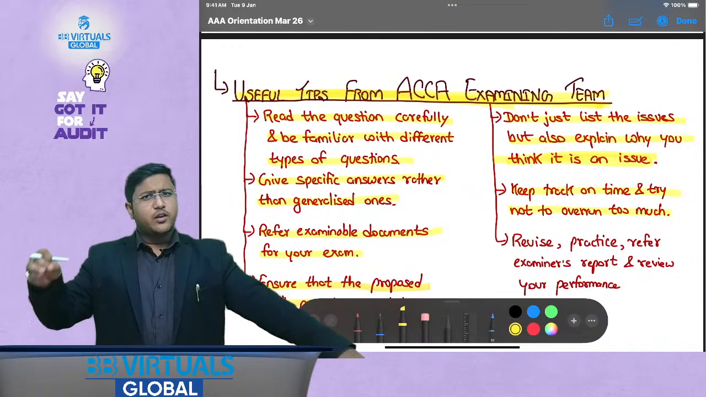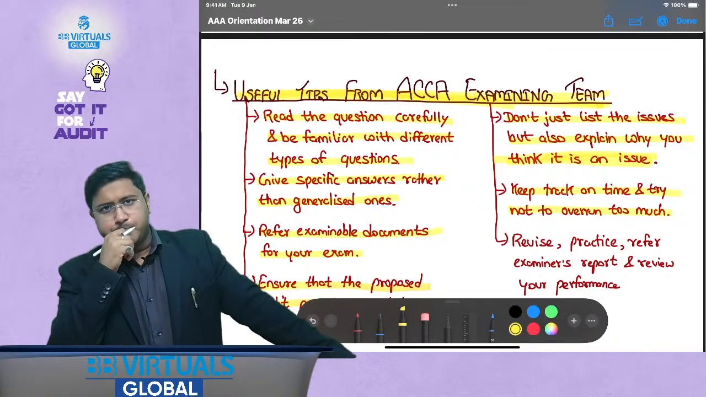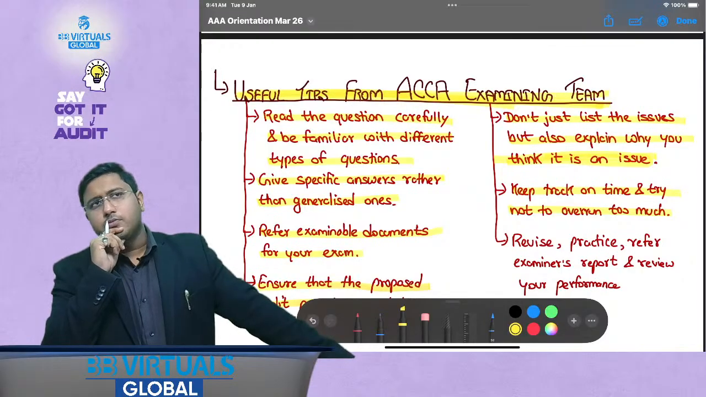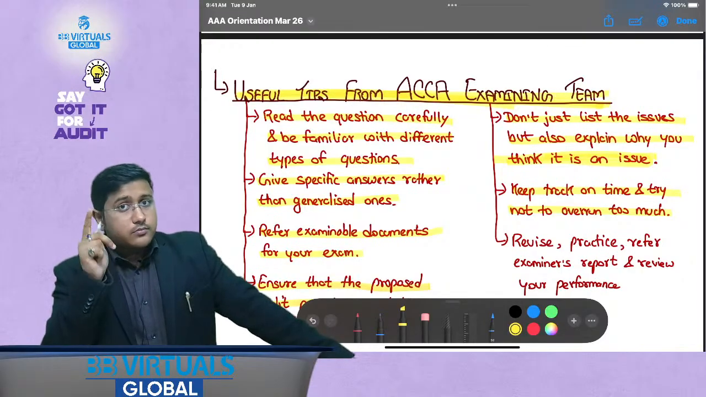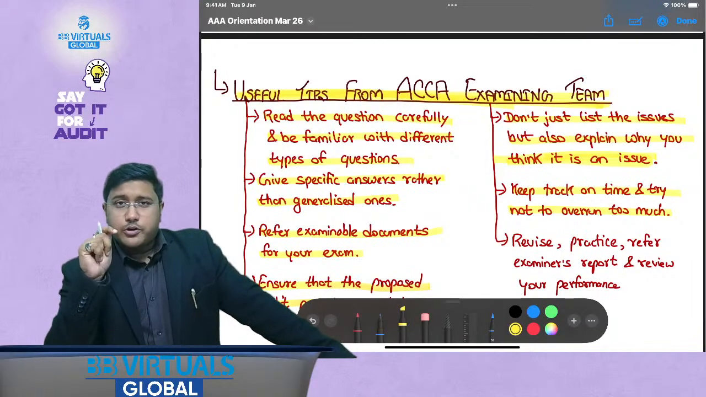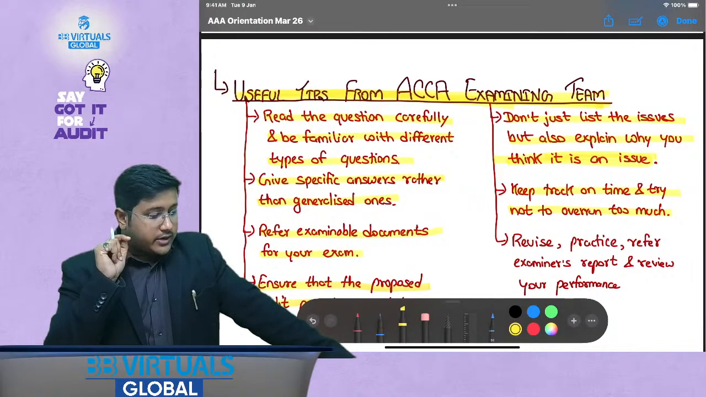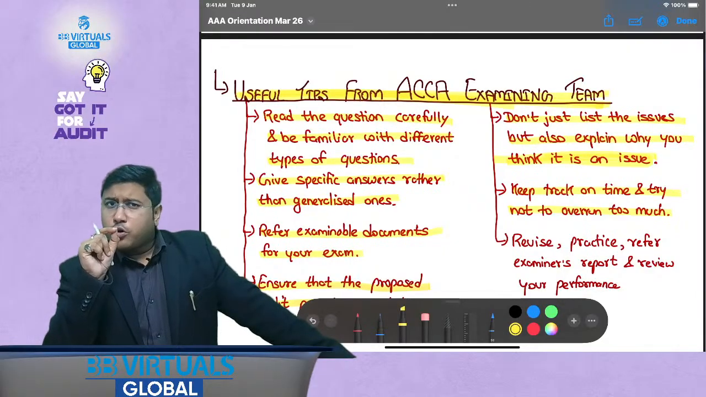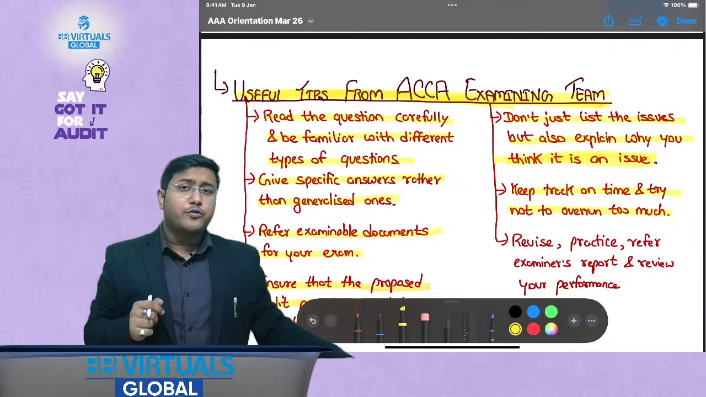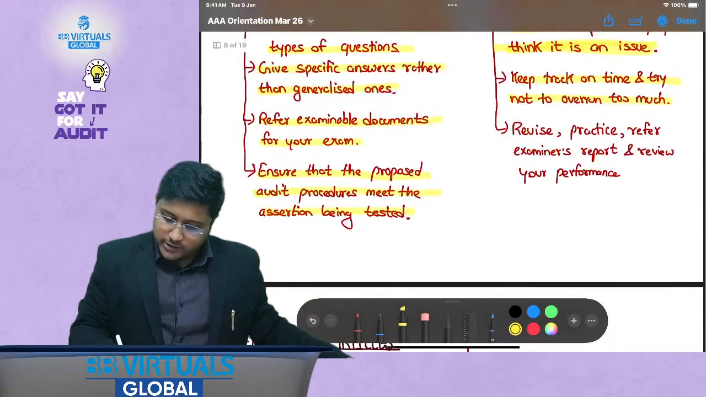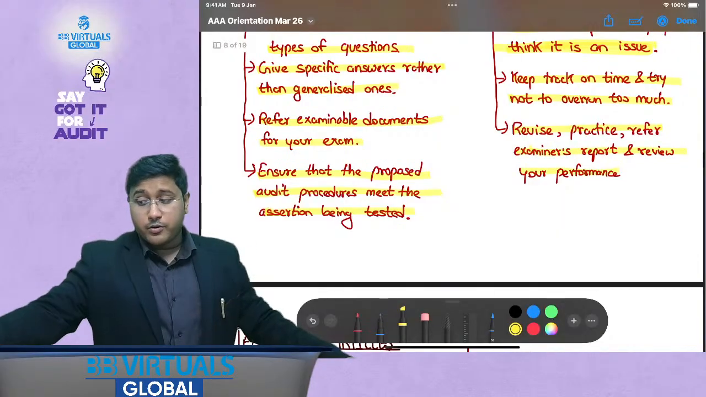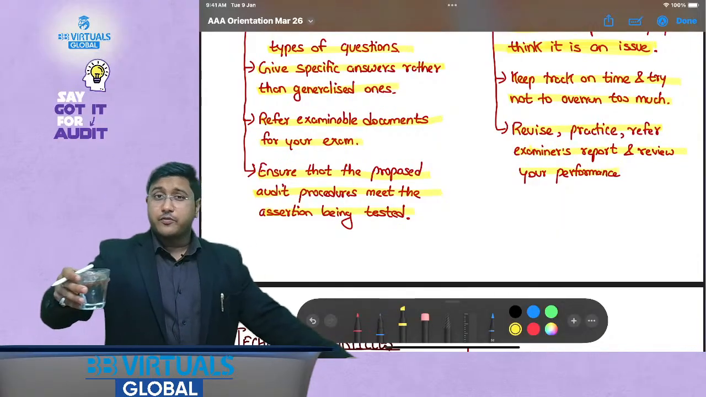Then keep track of time and try not to overrun too much. When you solve a 50 marks case study, the appropriate time is roughly 90 minutes. What if you are spending 100 minutes? It is fine if you can recover that time in another question, but what if you can't? So you should always clock your answers, to check whether they match the appropriate time limit or not. If not, then you should correct it via multiple mock tests. Revise, practice, refer to the examiner report, and review your performance. It is very important to refer to various documents.